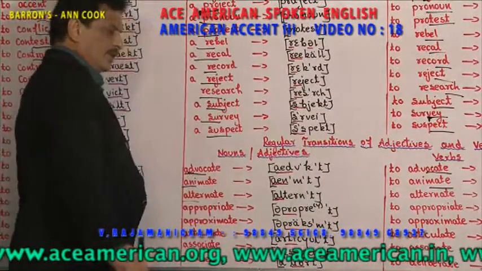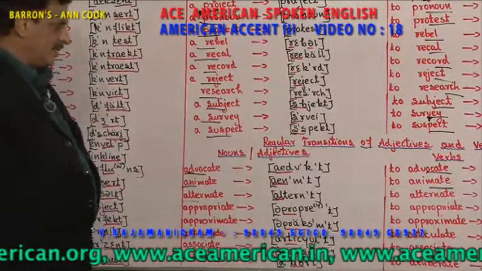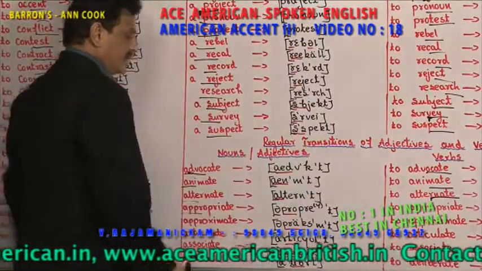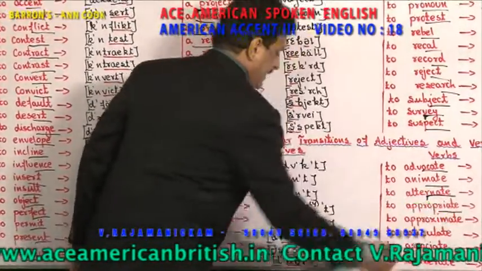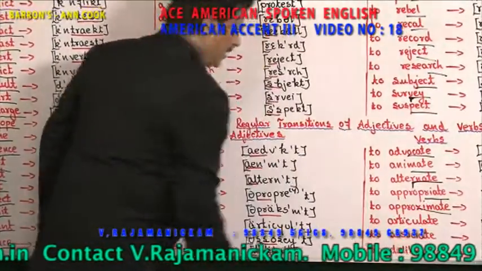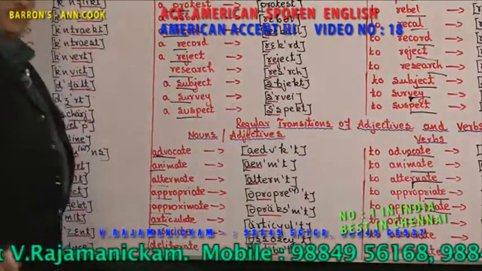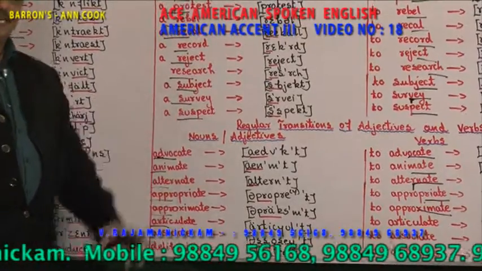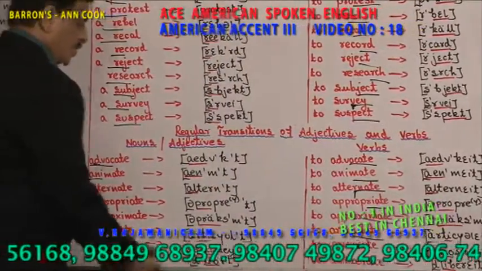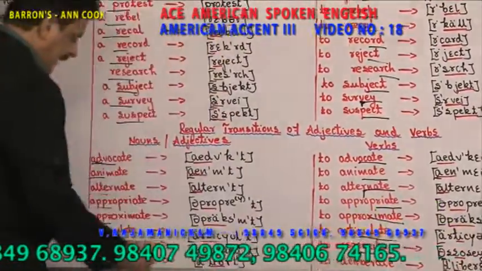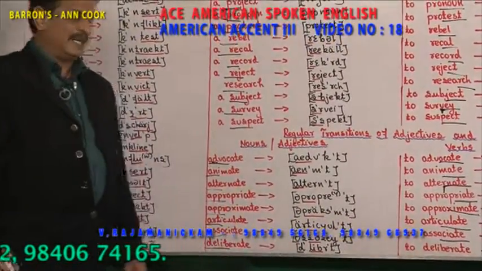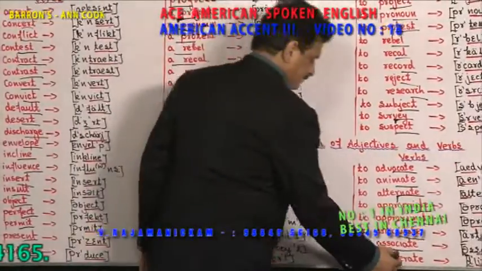Alternate. For this, something else. To alternate, to change the structure. Appropriate. You're stressing on appropriate. Make it exact. Approximate. You just find out an average. Articulate means speak very clearly. Associate. An association. To associate, it is a verb. Deliberate means purposeful. To deliberate means speak.